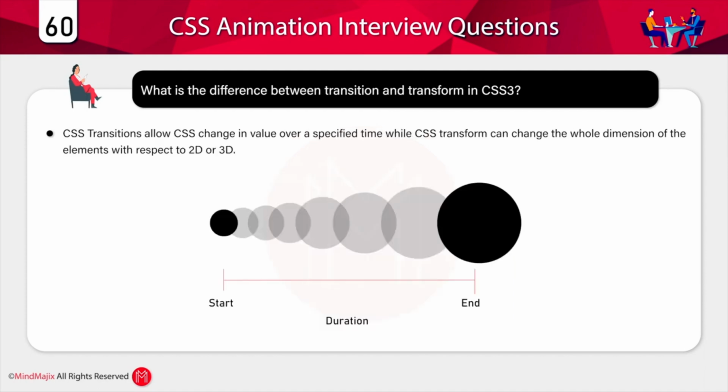What's the difference between transition and transforms in CSS3? CSS3 transitions allow CSS values to change over a specified time, while CSS transform can change the whole dimension of the elements with respect to 2D and 3D, two-dimensional and three-dimensional. Here's the difference between transition and transform.